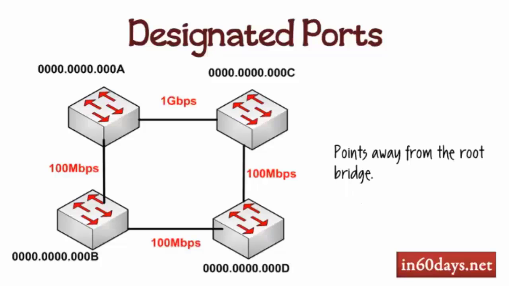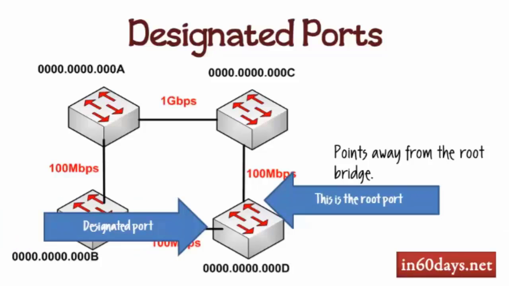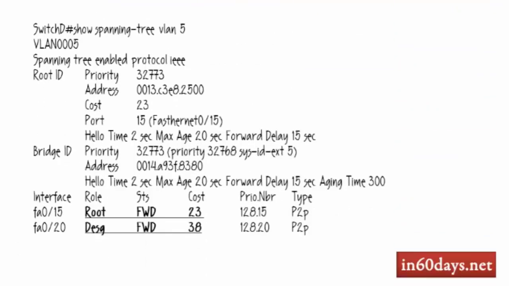Alright, designated ports will point away from the root bridge, and it kind of makes sense really, because the root port is going to point towards, it's going to be the fastest way to get there. So the root port was, as we said, the fastest way to get there. Next best option is a designated port. Show spanning-tree VLAN 5, and you can see the role of the interfaces on the bottom underlined and highlighted. The root is in forwarding, cost 23, and the designated port for this particular connection is 38.